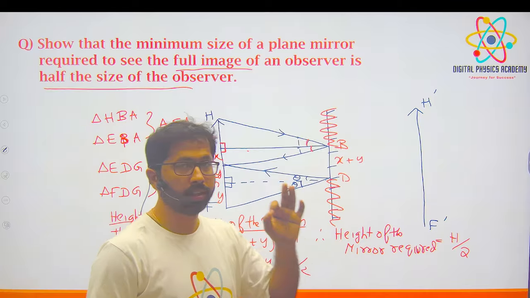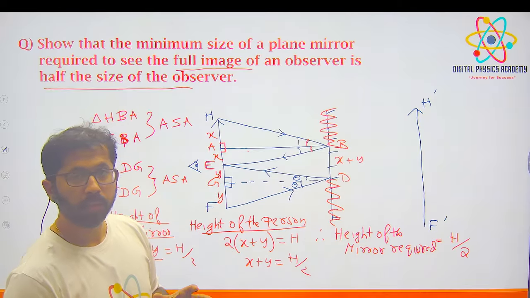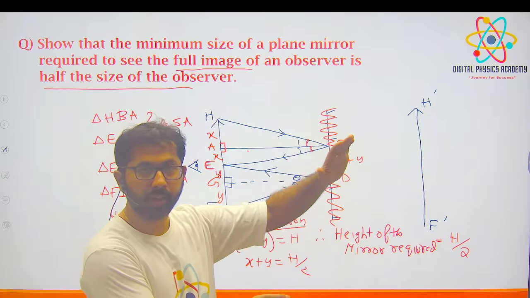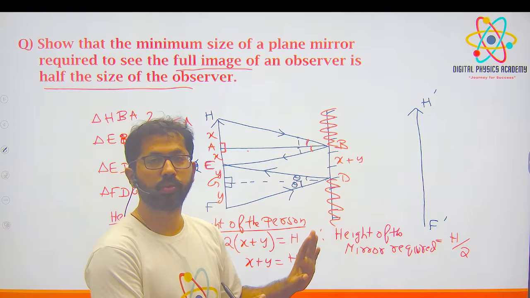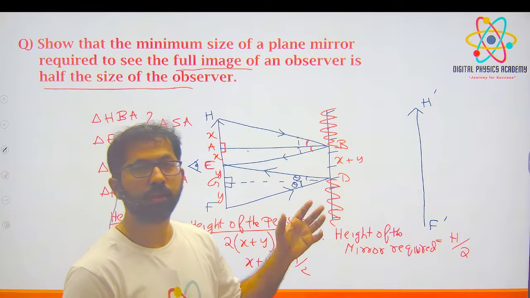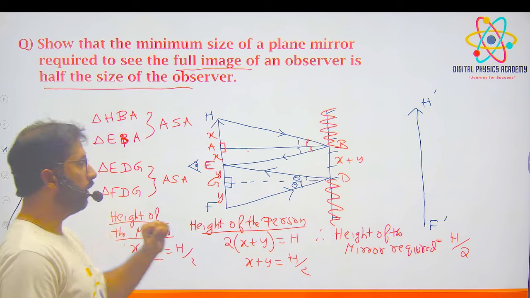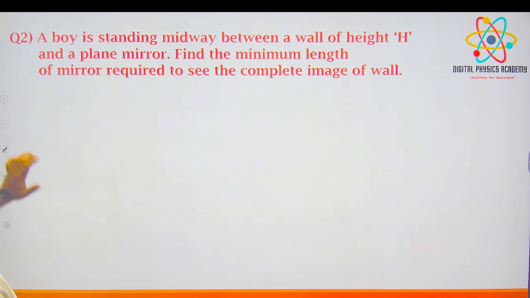So you have to remember this as a formula. So person height is h. He can see, we want to buy a plane mirror. How much do you have to buy? h by 2. This is a proof. By using the congruence of triangles it may be proved. Understood? Okay, next.